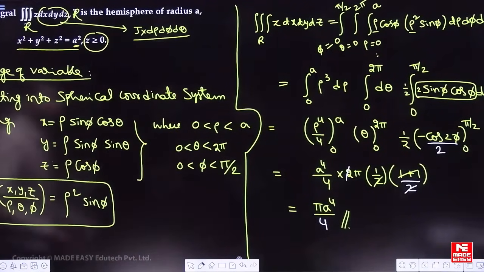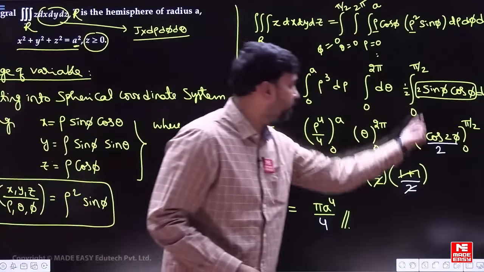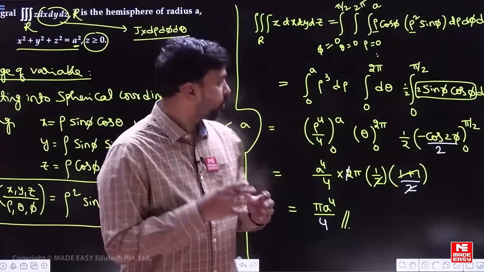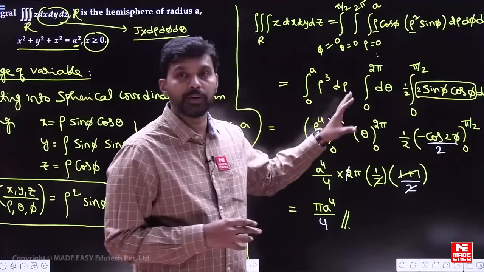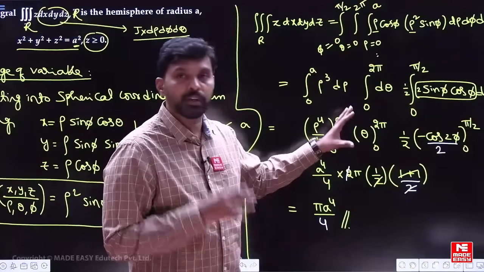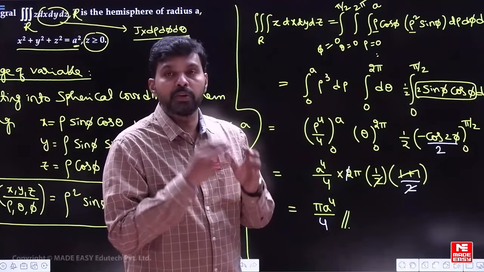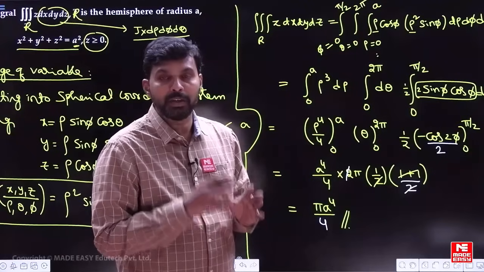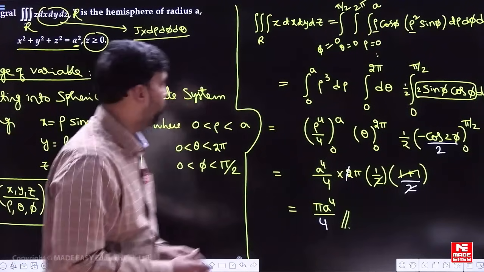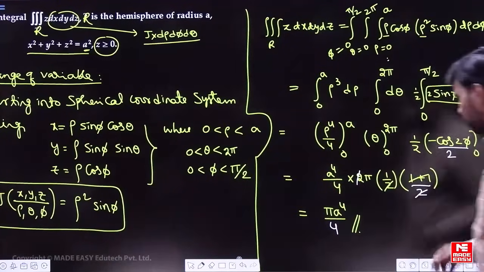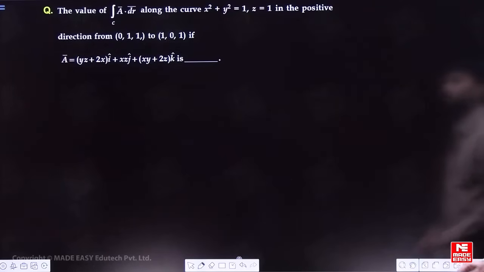So be careful. This is what happened, right? Many students commit this kind of silly mistake in the examination, but when you are doing it, you must have the focus; only then can you reduce as many mistakes. Okay, so I hope everyone understood that the answer to this question is pi a power 4 by 4.